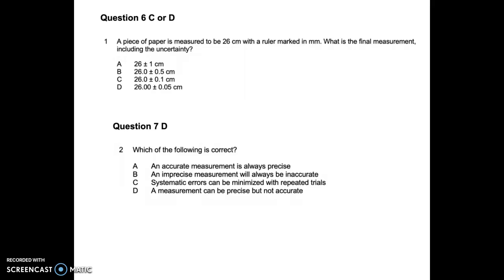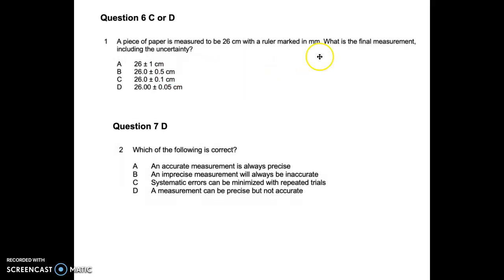Question 6. A piece of paper is measured to be 26 centimetres. So if we express that in millimetres, it would be 26.0 centimetres with a ruler, which is using millimetres. What is the final measurement? Well, the uncertainty could be 26.0 plus or minus 0.1, right? That's not the most correct way of expressing it.